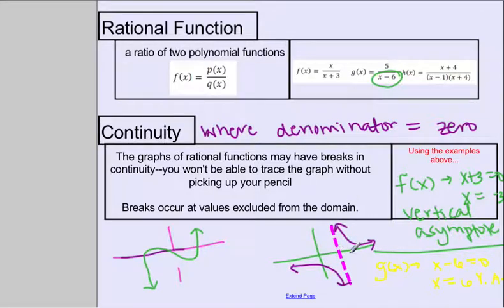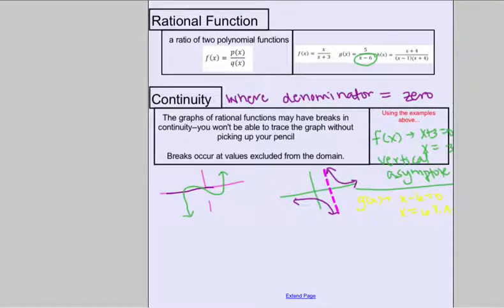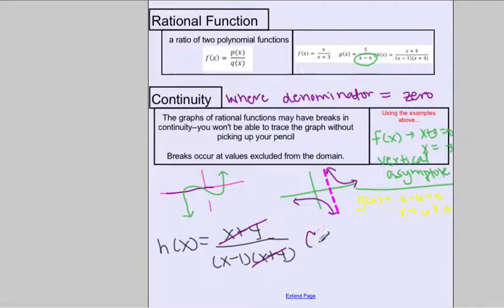The next one, h of x, has a little bit more to deal with, and I'm going to rewrite it. So h of x is x plus 4 all over x minus 1 times x plus 4. I would set each piece of my denominator equal to 0. But do you see how the x plus 4s would cancel? If it cancels, that means there's a hole. To figure out where the hole is, I say x plus 4 is equal to 0, so my hole is at x equals -4.